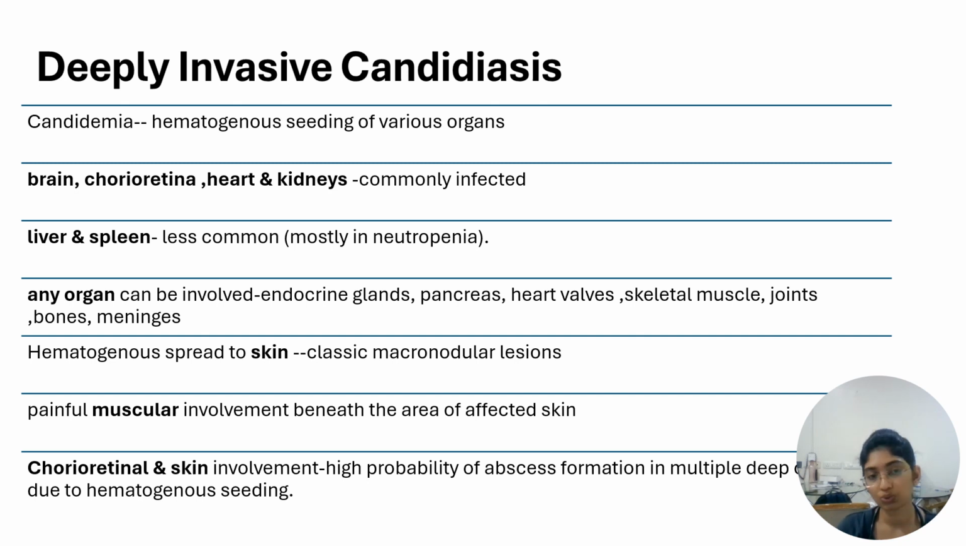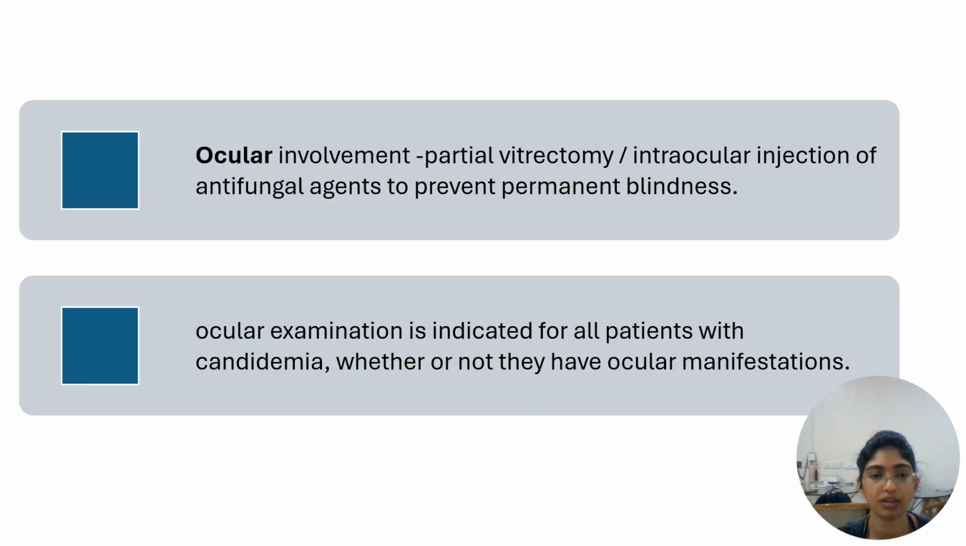When it spreads through the blood to the skin, it will produce classic macronodular lesions, as I said, with disseminated cutaneous candidiasis. And when the skin is involved, the underlying muscle will also be involved. Whenever we see chorioretinal or skin involvement, there is a high probability of hematogenously disseminated candidiasis. Now, ocular involvement of invasive candidiasis can produce Candida endophthalmitis, and that can lead to intravitreal scarring and may lead to permanent blindness.